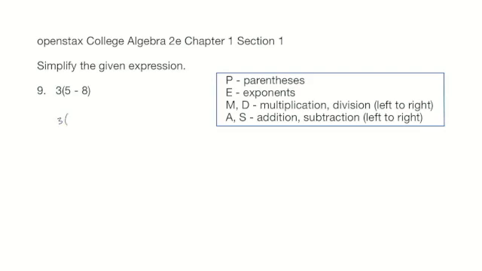And 5 minus 8 is minus 3. So we have 3 times minus 3, and that is minus 9. And that is our final answer. That is what we needed to find.